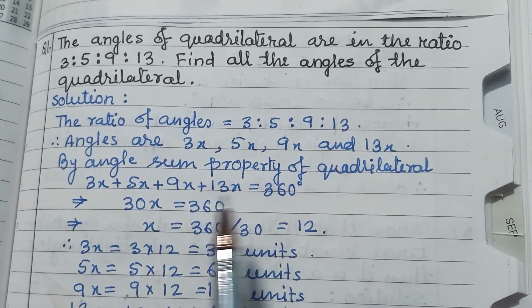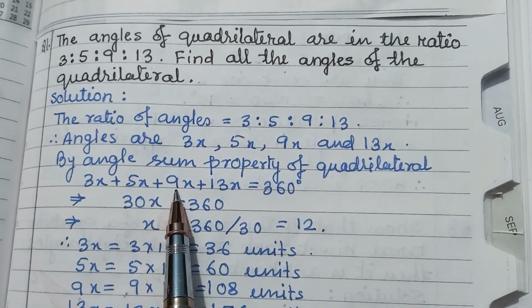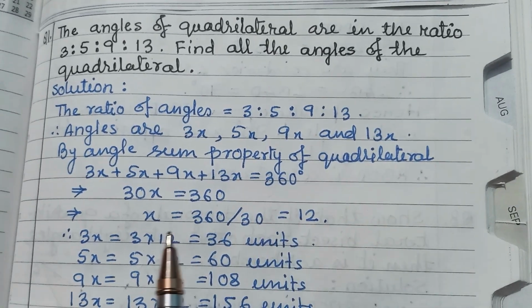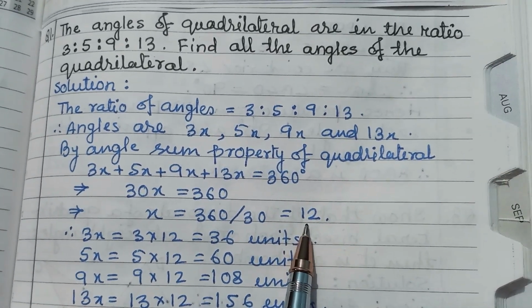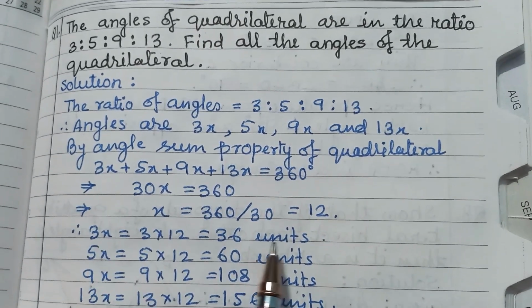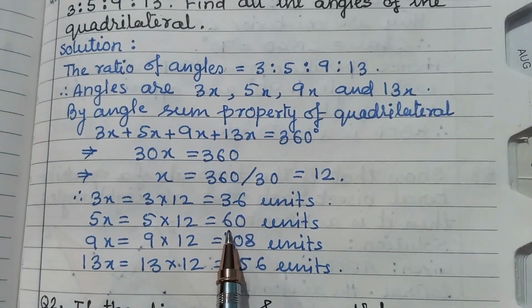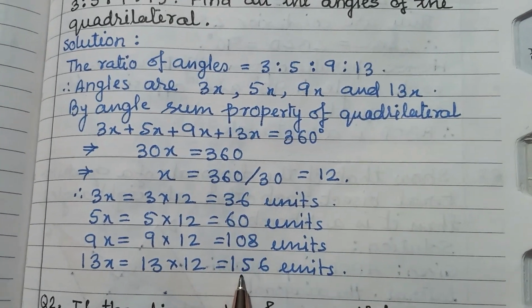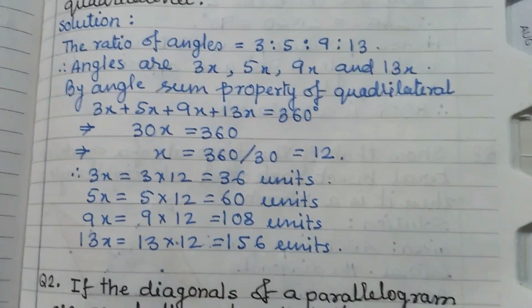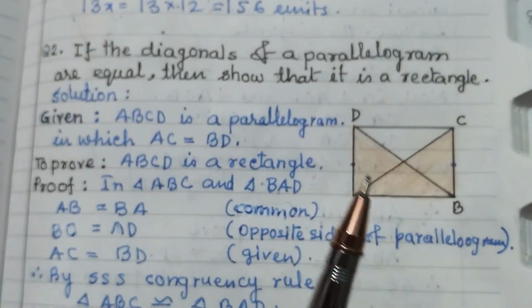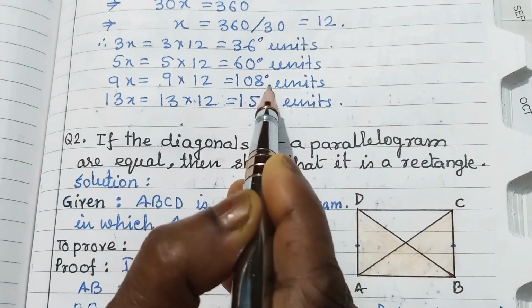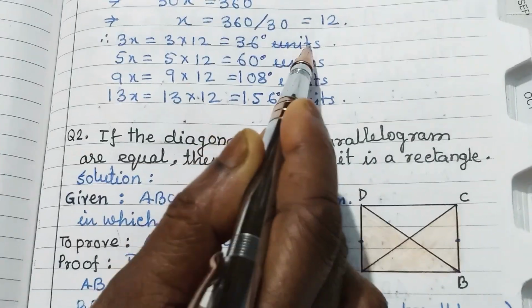angles. By angle sum property, 3x plus 5x plus 9x plus 13x is equal to 360. So x is equal to 12. Now 3 into 12 is 36, next 60, next 108 and 156. These are the four angles. You have to write degree, as it is an angle.